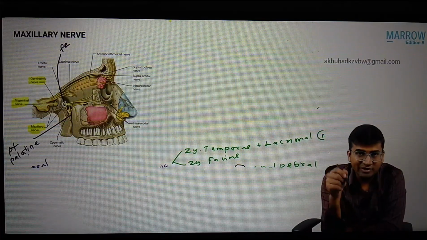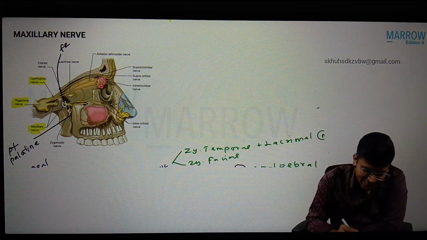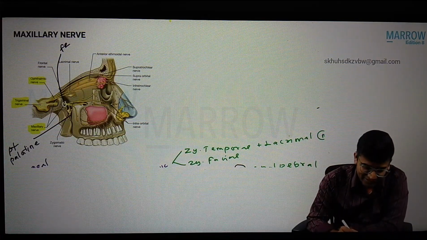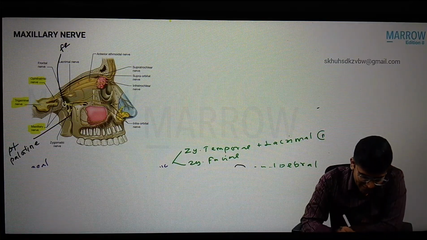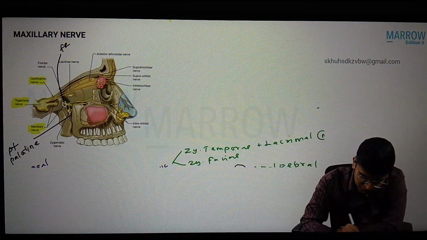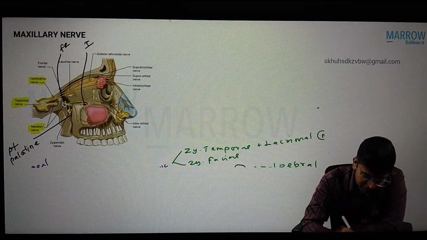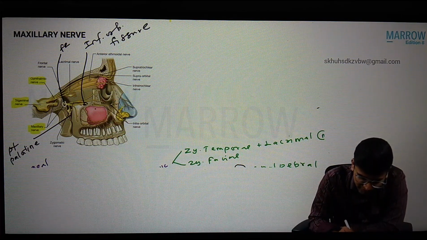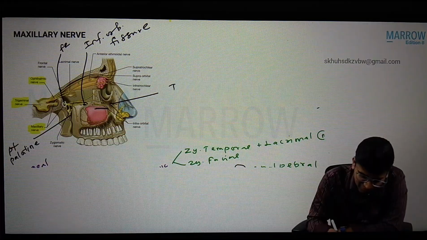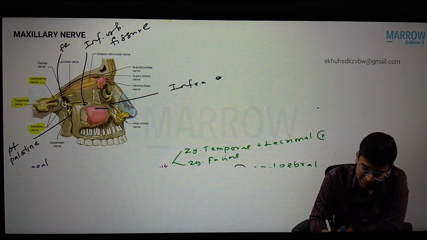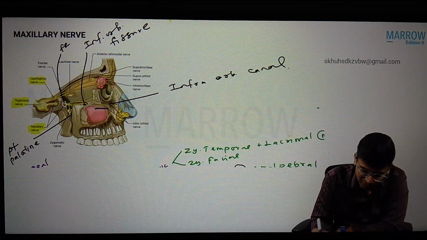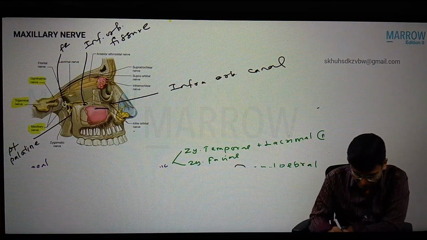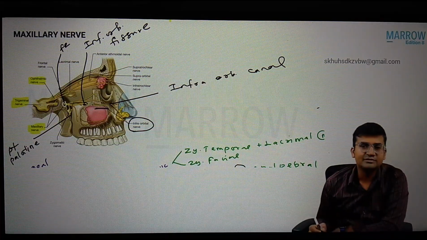The pterygopalatine fossa suspends one ganglion here. Can you see the ganglion? Yes, pterygopalatine ganglion. Then it leaves the fossa through the inferior orbital fissure and enters the floor of the orbit. This is our infraorbital canal. So the name of the nerve changed to infraorbital nerve.